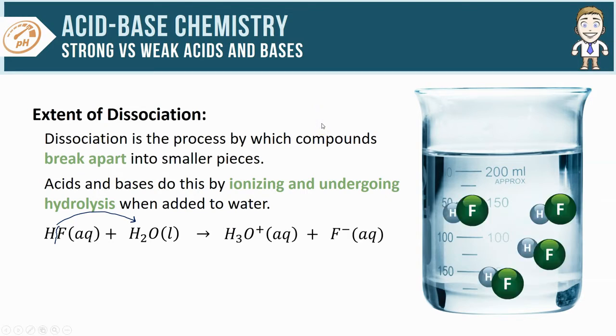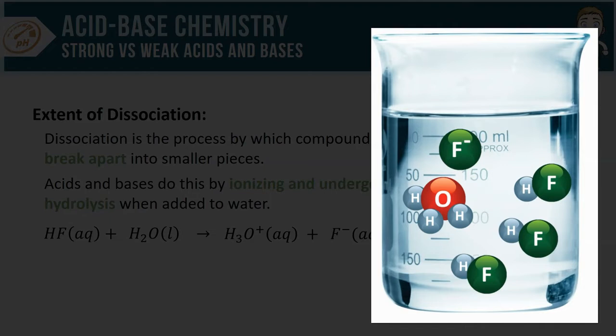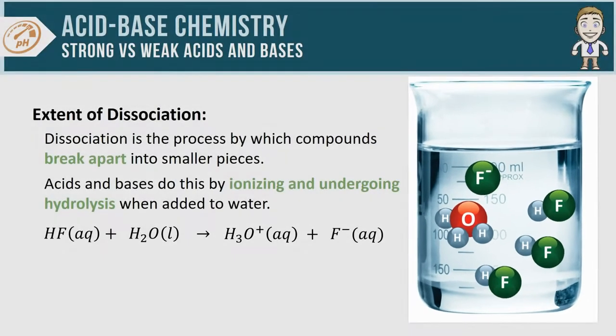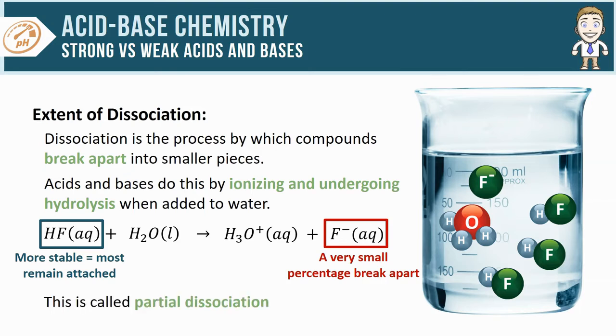If I was going to model this, I could add maybe 4 HF molecules. The weird part is that if I'm drawing 4, it's really only 1 out of those 4, as an approximate percentage, that's going to do this dissociation. That's because in the case of HF, it's actually more stable to have the hydrogen still attached. So that's what most of them are going to do, and a very small percentage break apart. This is something known as partial dissociation.